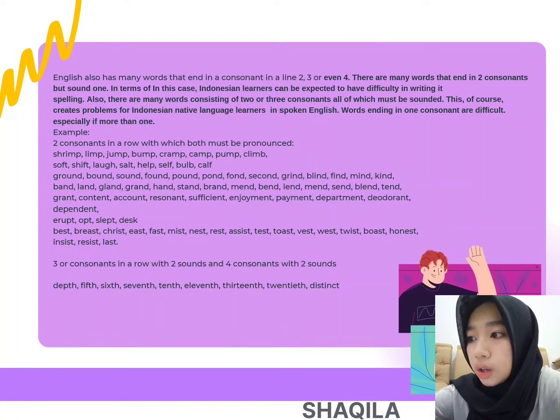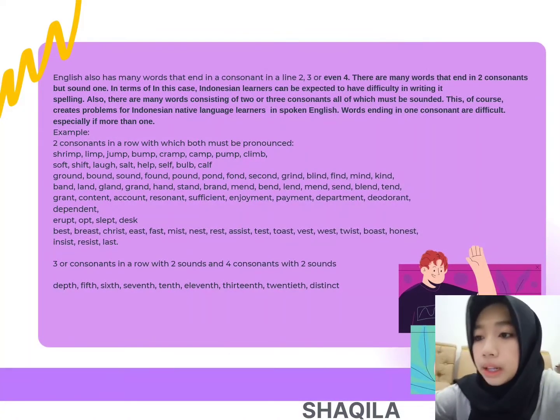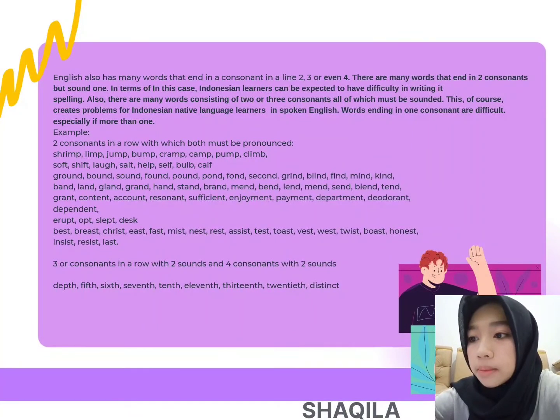Words ending in one consonant are difficult, especially those with more than one. Example: two consonants in a row which both must be pronounced: syrup, lip, jump, bump, cramp, come, pump, climb, soft, shift, large, self, bulk, calf, ground, bone, son, phone.